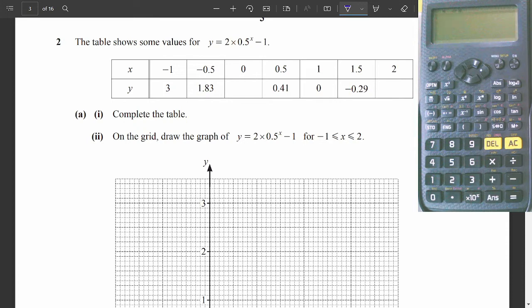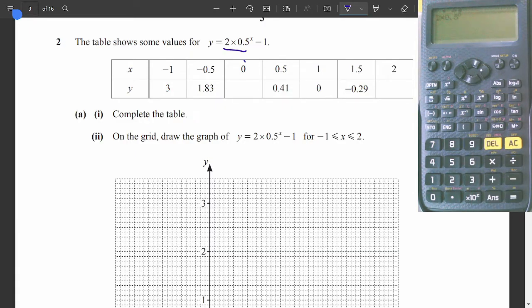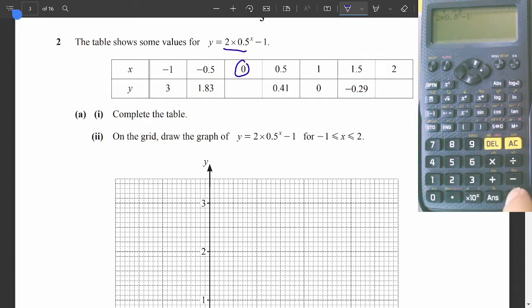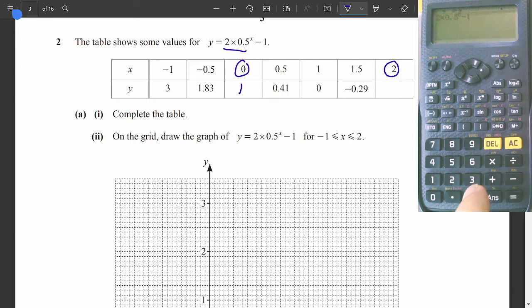Question 2, let's start by completing the table. So we put the equation 2 times 0.5 to the power of x. So we press this power button, and the first value we need to put in there is 0. Use the arrows, -1, and press equal, and we get a value of 1. Next, we need to put in the value of 2 into the equation, so we can just go back and put, instead of the 0, a 2 and press equal, which gives us 0.5.